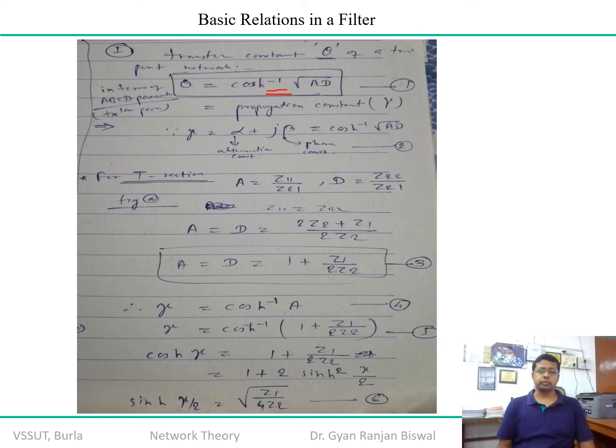What about the propagation constant? What is the magnitude of propagation of a signal when it is being transmitted through a particular type of filter? Remember, each and every filter, it doesn't matter whether it is an RC type or an LC type, because no L or C is actually purely reactive in nature. It has some kind of resistance.